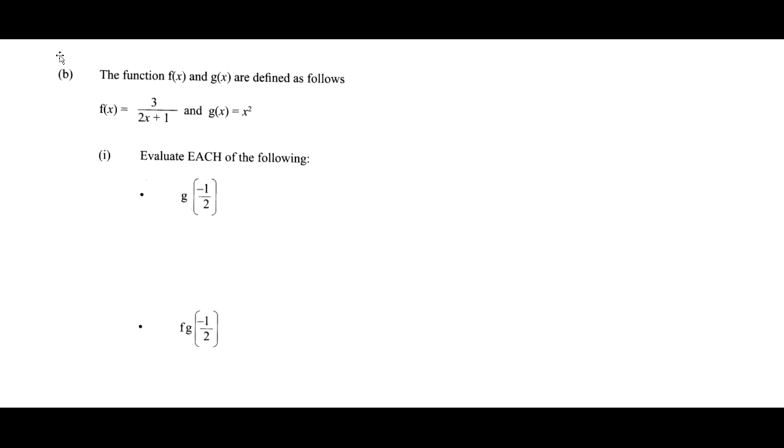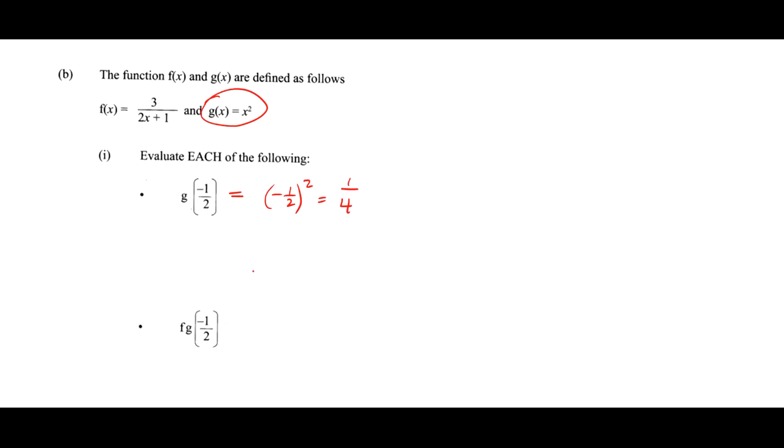Now part B of the question has to do with functions. So we have two functions defined. We have f of x is equal to 3 over 2x plus 1, and we have g of x equal to x squared. For each of the following, we want g of minus a half. So g is really this guy here, and g of x is x squared. So if we have to find g of minus a half, it will just be minus a half squared, which will simply give me a quarter.